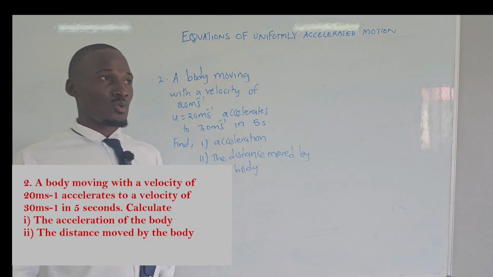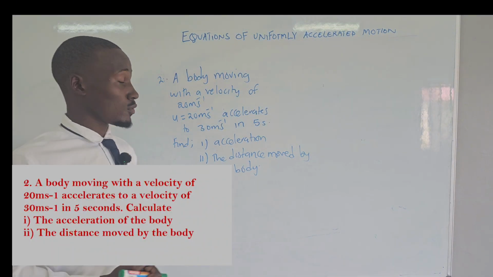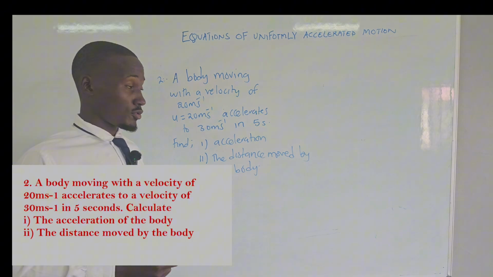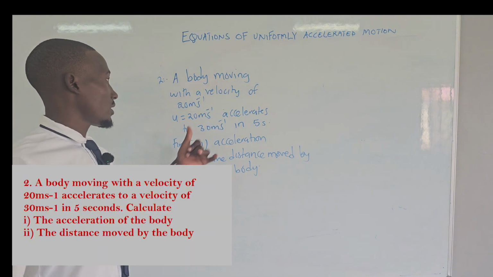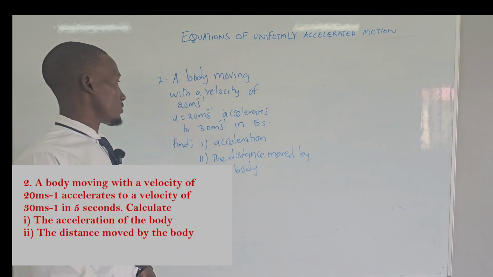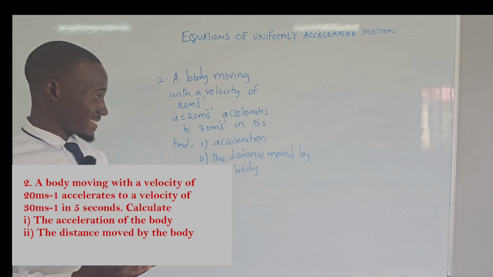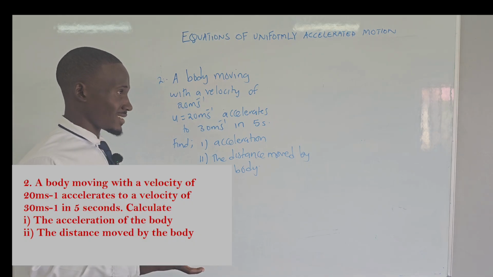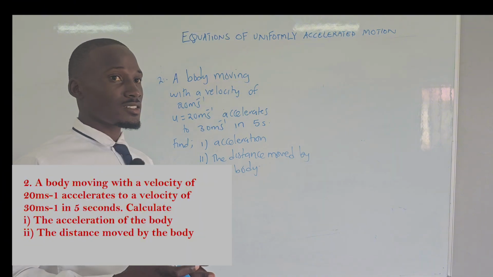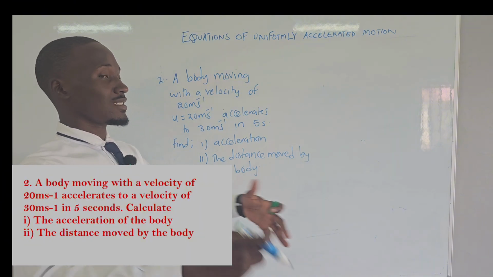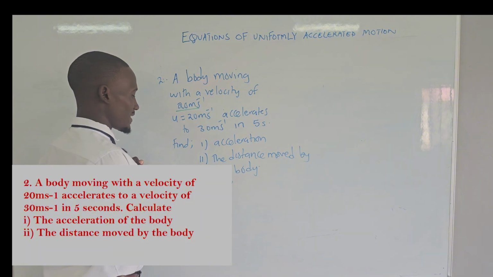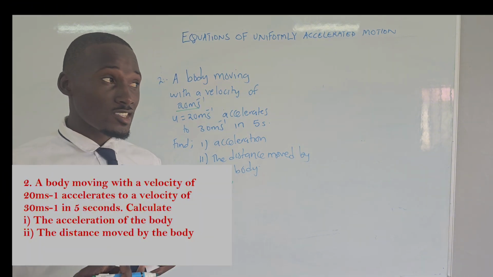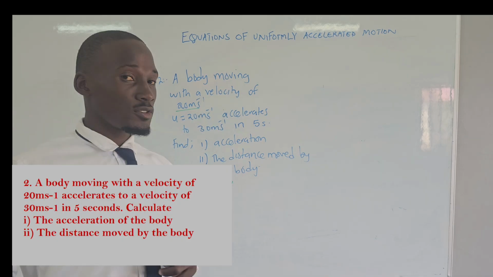Welcome back. We are going to do example 2 using the equations of motion. As you've seen in that question, they are telling us that a body moving with a velocity of 20 meters per second. It means that is the velocity it is having at that instant. At the instant before they start to determine the time, it will attain another velocity. At this very instant, it is moving with a velocity of 20, so this is our initial velocity, the velocity it is starting with at this very instant.